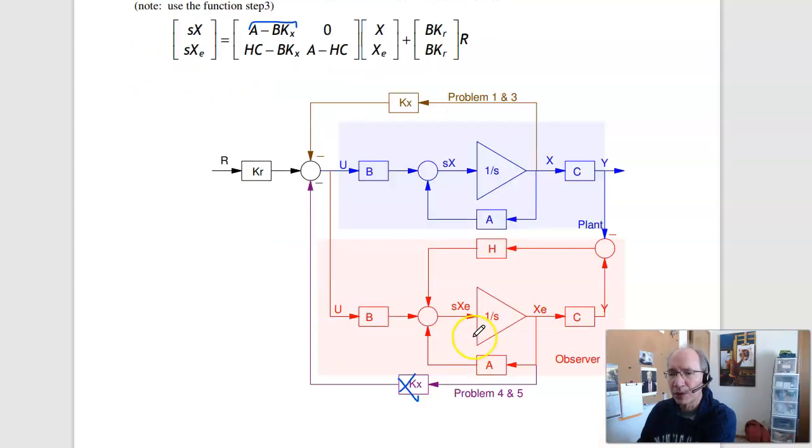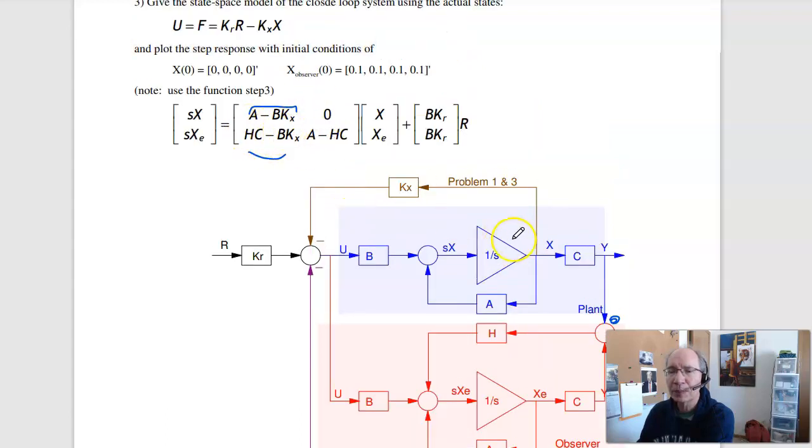The observer's state, XE dot, is A, I got this in the wrong spot, minus H times C times XE plus B times Kr r plus B times minus Kx times X. So there's the state space model when I feed back the plant states.